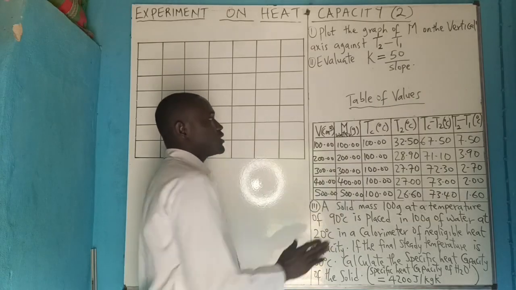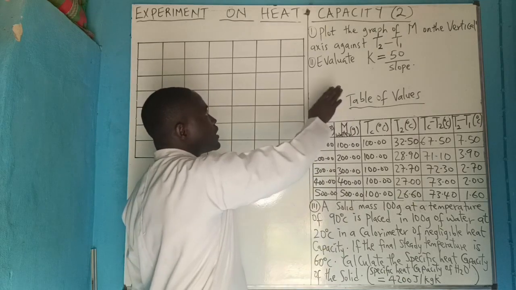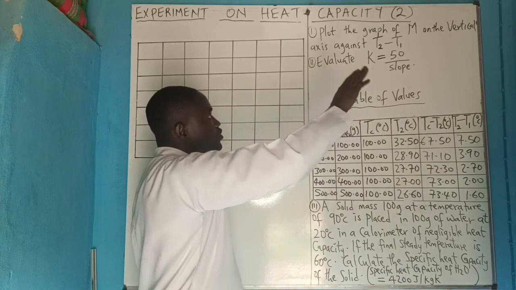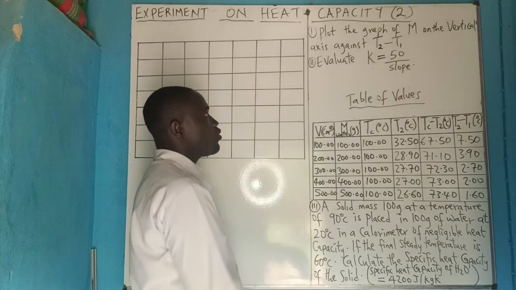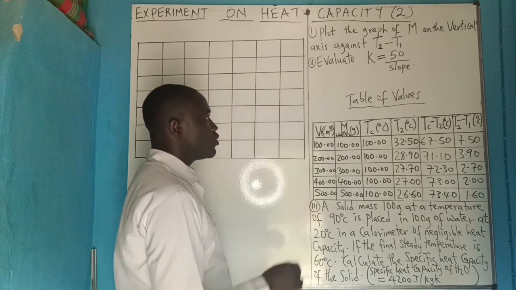Consider to get our table of values. Now, the question says plot the graph of M on the vertical axis against T2 minus T1. Secondly, evaluate k equal to 50 over slope.